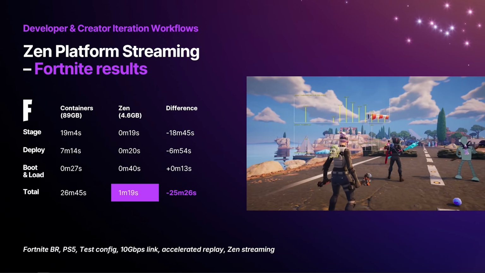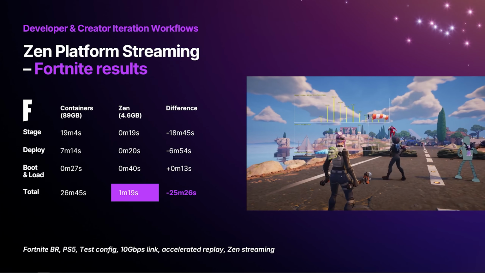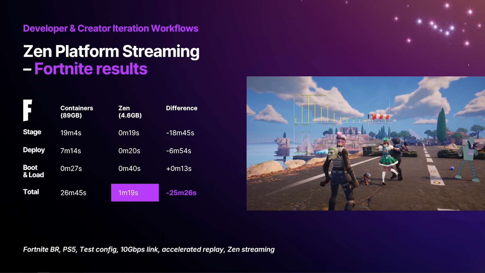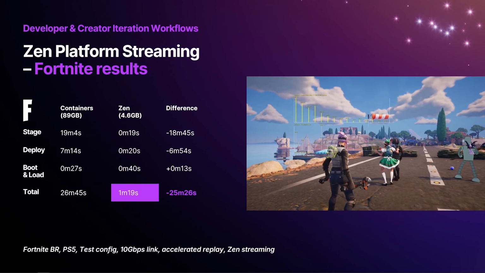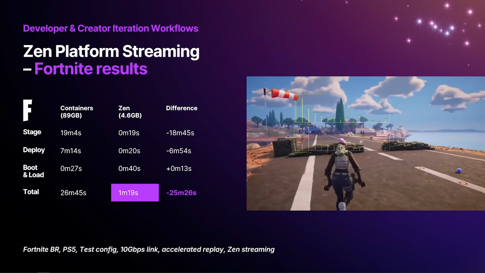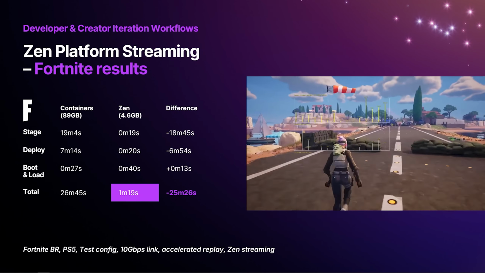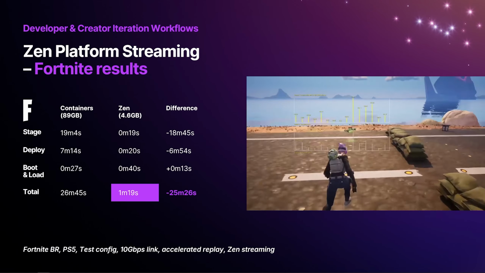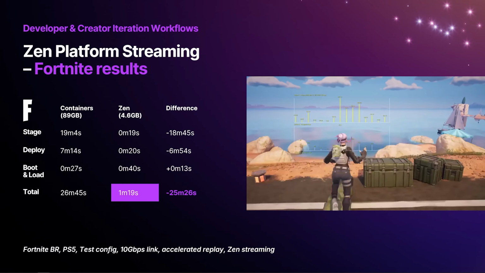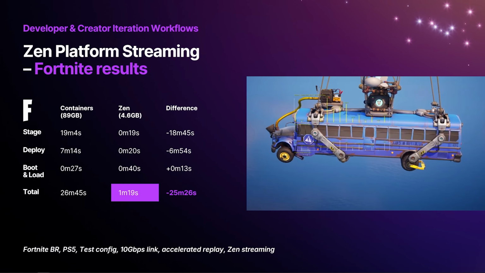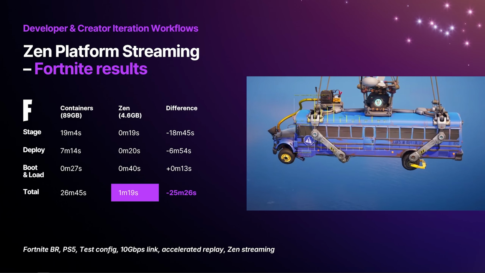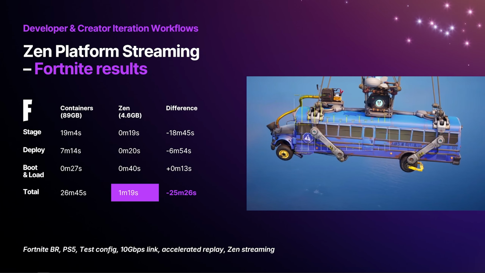Another thing on Zen is that we can now use Zen to stream directly to target platforms that are consoles, but also, for instance, mobile things. So previously, right, you had to stage, deploy, boot, load thing on a console, and it could take up to like 26 minutes for something like Fortnite. People want to test on console. Console behaves different. Your controller is different. Like a lot of stuff.